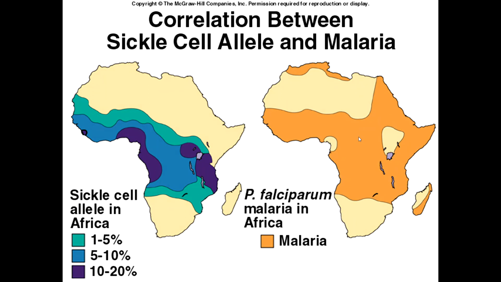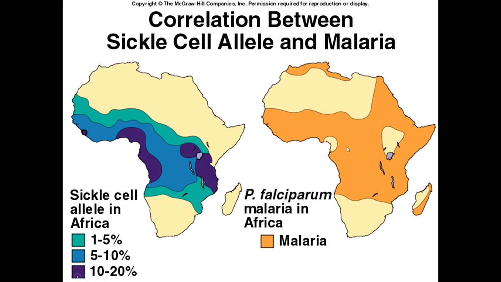So there was a study done looking at the correlation between sickle cell allele and malaria in Africa, and you can see there's a big overlap between the sickle cell allele and the presence of malaria.